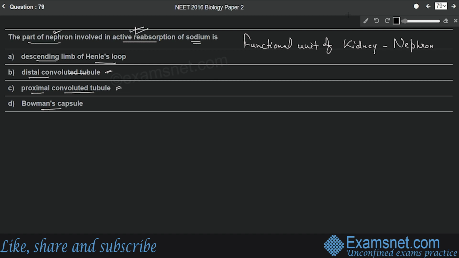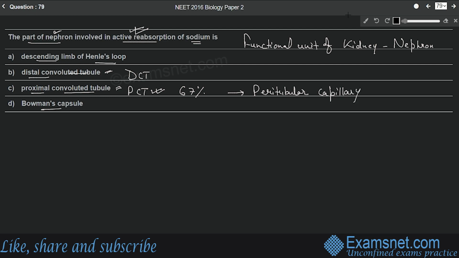So here the question is about the active reabsorption of sodium. We know that active reabsorption of sodium takes place in two tubules of the nephron. First one is proximal convoluted tubule and the second one is distal convoluted tubule. So DCT as well as PCT. Now, for the answer we have to choose any one. So it will be the third one, that is proximal convoluted tubule, because here maximum reabsorption of sodium takes place, around 67%. And then the reabsorbed sodium is sent to the peritubular capillary.